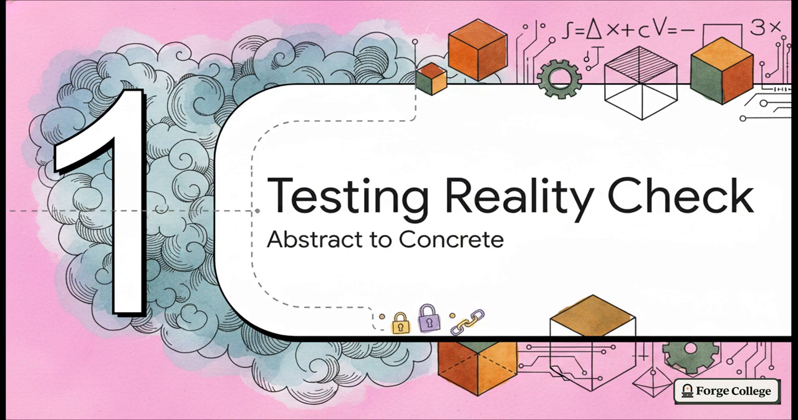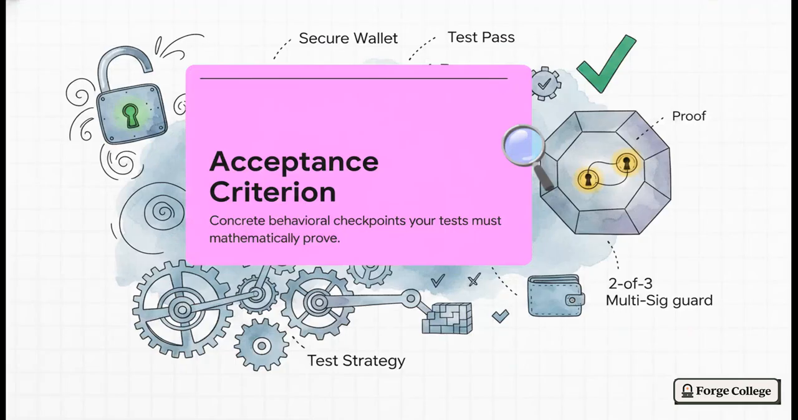This is where we take things from abstract to concrete. This is the moment we transition from those lofty abstract plans into hard, verifiable code. Our integration milestones give us what we call acceptance criteria. You can think of these as totally concrete behavioral checkpoints. So instead of a vague goal like, hey, let's make the wallet secure, an acceptance criterion is incredibly specific. It's something like, owner rotation succeeds only when executed by a 2 of 3 multi-sig guard. These are the exact, non-negotiable targets our test literally must hit to prove the vault is secure. If a test doesn't pass, the criterion isn't met, and that vault stays empty.